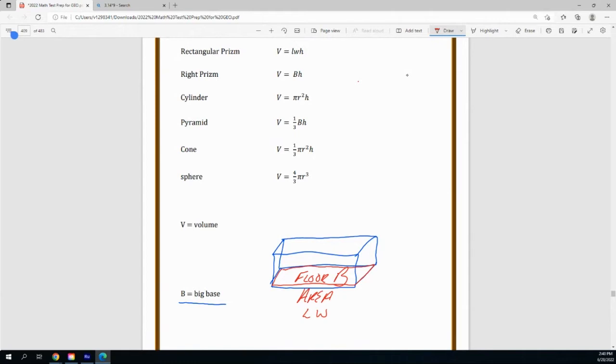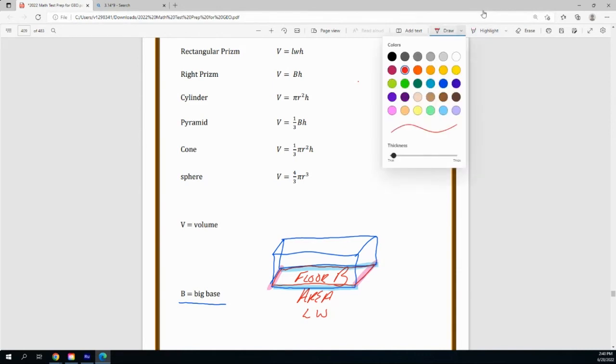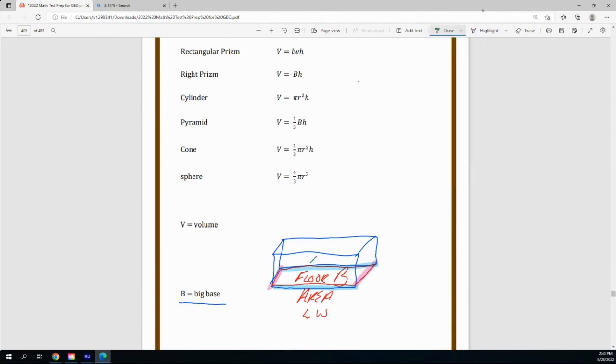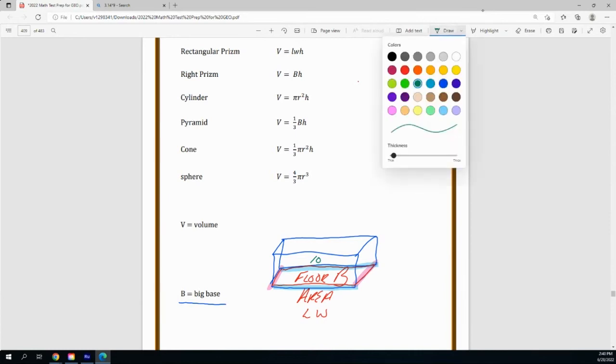So if I say my length, again, it might screw with your eyes a little bit. Let me use a different color. What if I call this the length? And I want to change colors here. And I call this the width. And then I say, okay, I'm going to call the length the number 10. And I'm going to call the width the number 5.